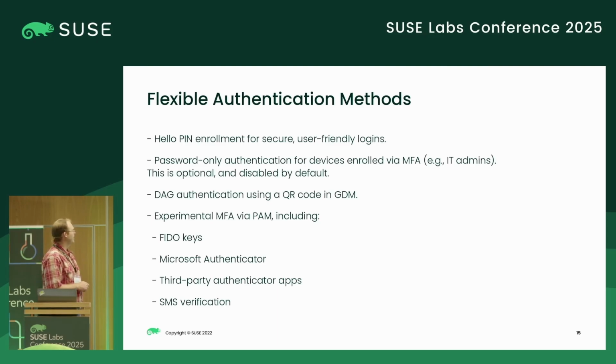We support device authorization grant authentication, the same as Ubuntu and FreeIPA provide now in their solutions. We also have experimental MFA authentication, so we can do FIDO, key auth, Microsoft Authenticator, third-party authenticator apps, SMS verification, etc. So you can use your YubiKey, for example, to authenticate to a host. This doesn't work when you're remote. So YubiKey does not work when you're accessing a box remotely via SSH, for example, because we don't have a way to pass those keys yet.